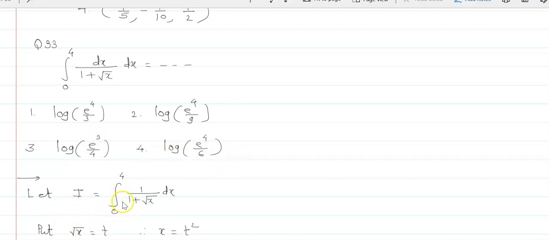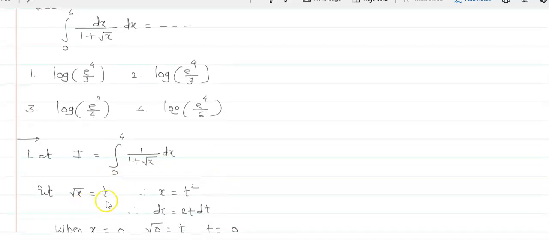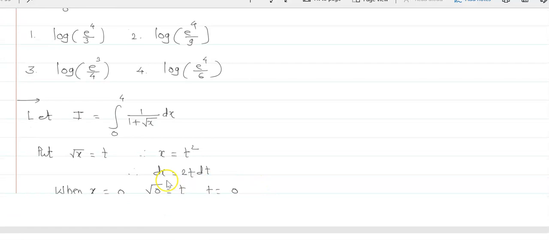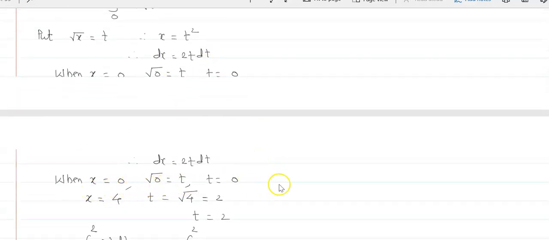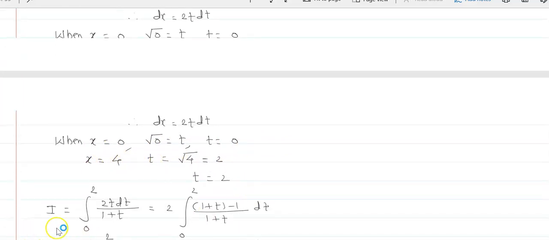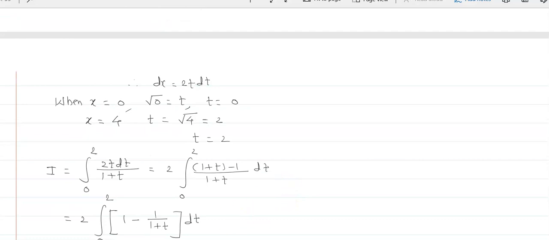Let I equals integral 0 to 4 of 1 upon 1 plus root x dx. Root x equals t, x equals t square, dx equals 2t dt. Now the limits: when x equals 0, t equals 0. When x equals 4, t equals 2. Therefore, I equals integral 0 to 2 of 2t dt upon 1 plus t. That is 2 times integral 0 to 2 of (1 plus t minus 1) upon 1 plus t dt. Separate it: 2 times integral 0 to 2 of 1 minus 1 upon 1 plus t dt.